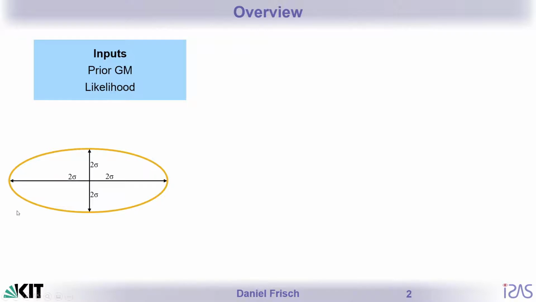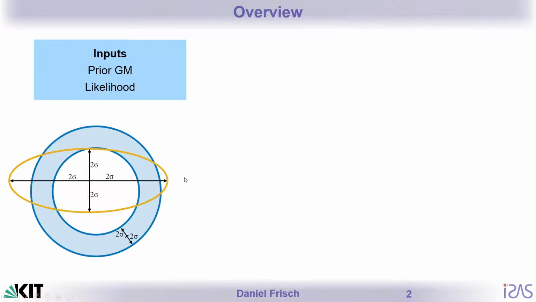Here we can see a single Gaussian for visualization, but it could be a Gaussian mixture as well. The second input argument is the likelihood function. Here we have a distance measurement, so it's a nonlinear subspace measurement. And this area contains the 2 sigma bounds of the additive noise. Additive noise is not a requirement here.